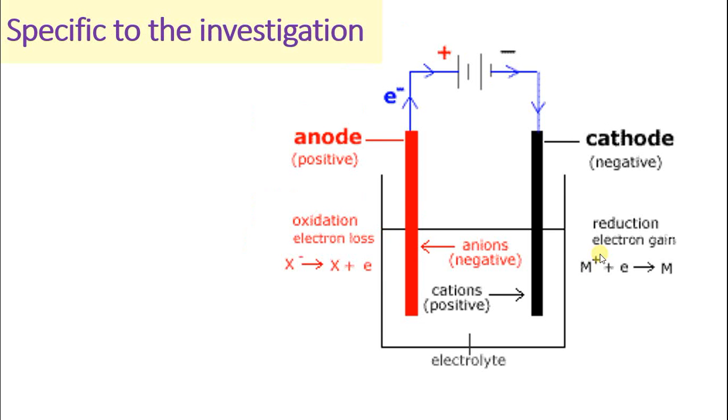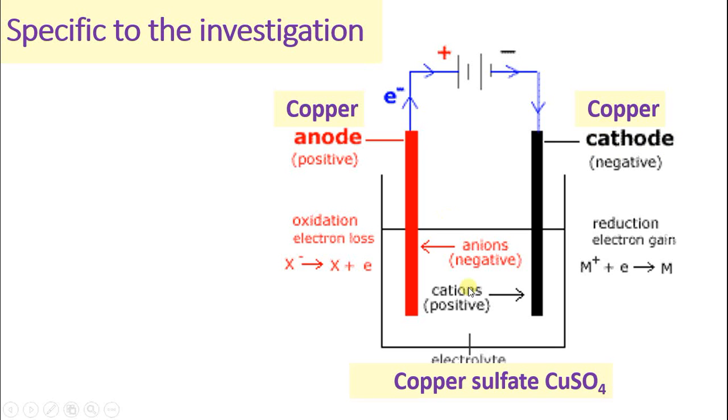So let's put that specifically into what we've got going on in our investigation. Our electrodes are both going to be made from copper, so we've got a copper anode and a copper cathode. The electrolyte is going to be a solution of copper sulfate. That means we've got copper ions and sulfate ions in the solution. So the copper ions are going to be attracted to the cathode because they're positively charged ions, and the cathode is a negative electrode. And the sulfate ions are going to be attracted to the anode. They're negatively charged, and so they're attracted to the positive anode.